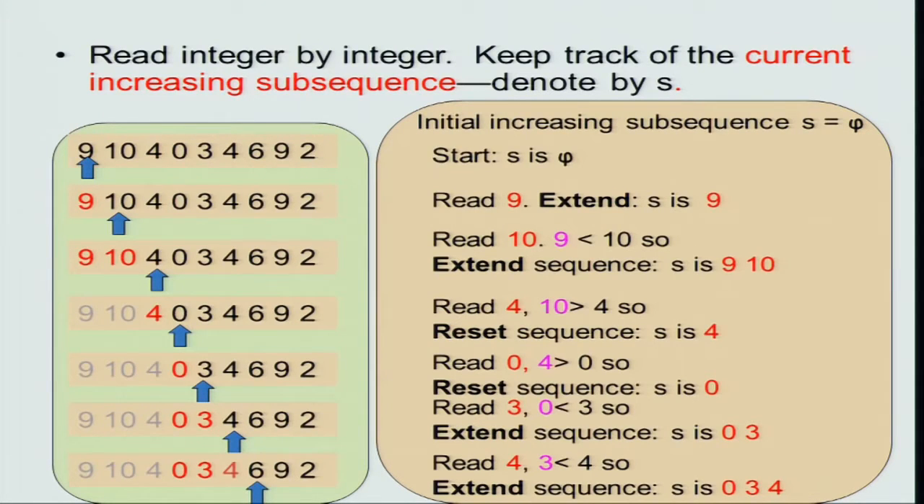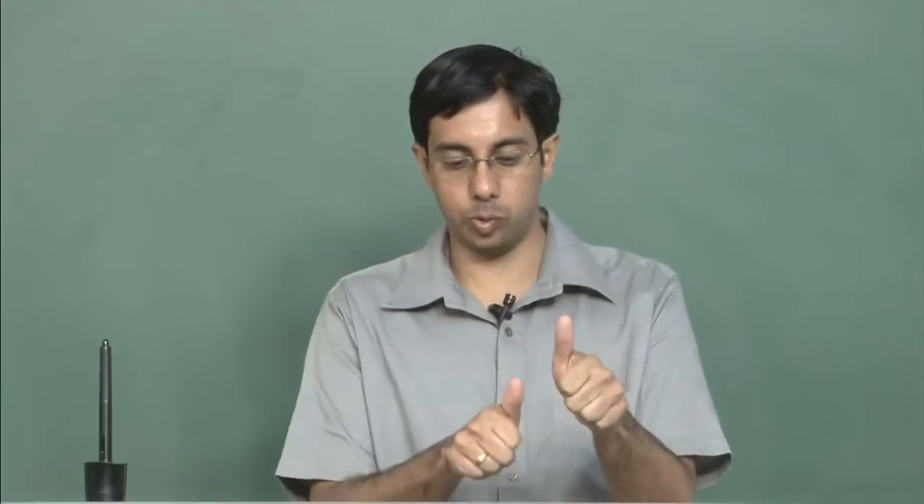Okay. So what are we doing here? We are reading the numbers integer by integer, and we are keeping track of the current increasing subsequence. Okay. So this is part of what we want to do. Now, in order to decide whether we should extend the subsequence, or break it and start a new sequence, we should remember what was the previous number we saw and what is the current number that we are seeing. So with two variables, we can say whether the subsequence should be extended or should be broken at this point.